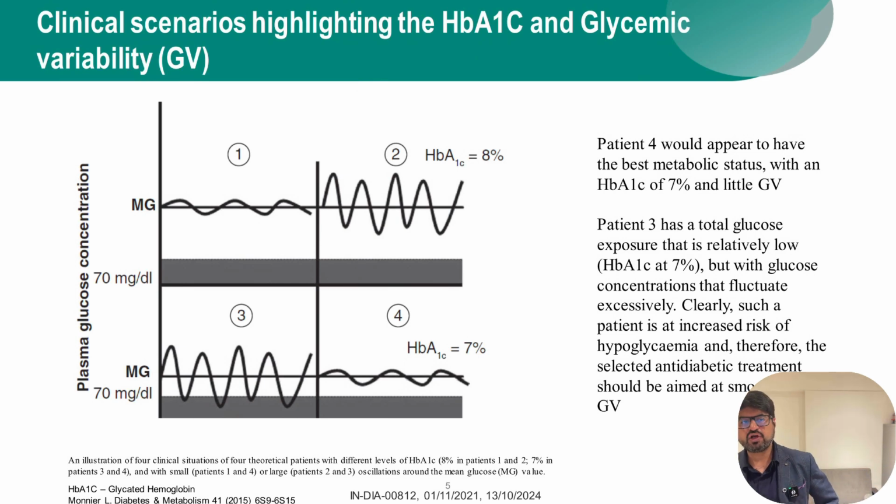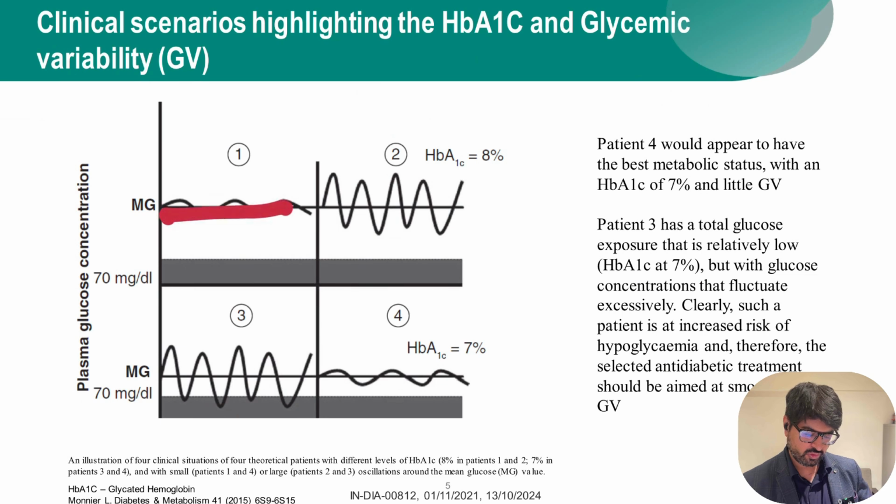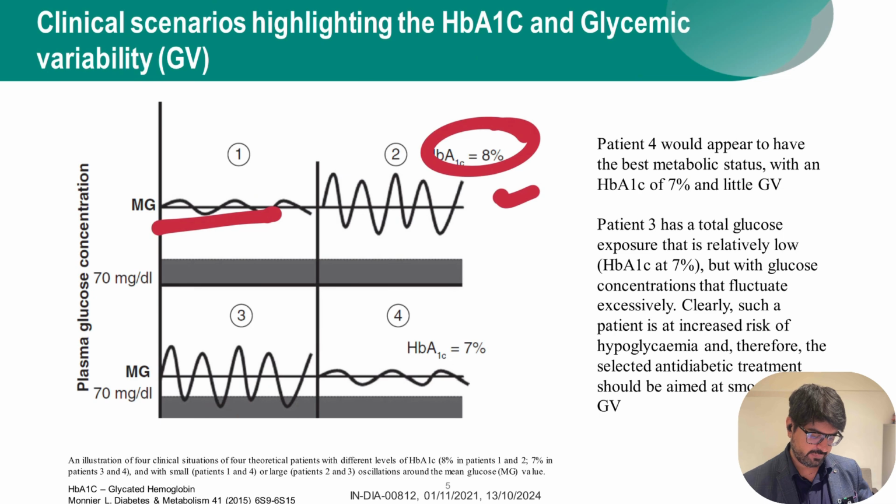Okay. So if you talk about clinical scenarios highlighting the HbA1c and glycemic variability, I already discussed some patients like this. So you have patient 1, patient 2, patient 3, patient 4. Now patient 1 you can see is maintaining a very good glucose level, right? Patient 2 has HbA1c of 8%, but the blood sugar is fluctuating. Okay, so these are the glucose values, right? Patient 1 has high glucose, but it is stable. Patient 2 has high glucose, HbA1c is 8%, but it is variable. Patient 3 has normal glucose, but it is variable. And patient 4 has again normal glucose, which is steady.